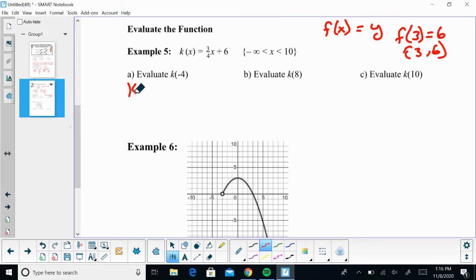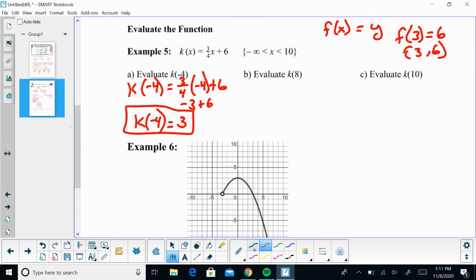So we write this k of -4 equals 3/4 times -4 plus 6. I just replaced x with the -4. Now I'm just going to evaluate. I'm going to do 3/4 times -4, which would be -3, plus 6 is 3. So k of -4 is 3. For the x value, -4, the y value is 3.